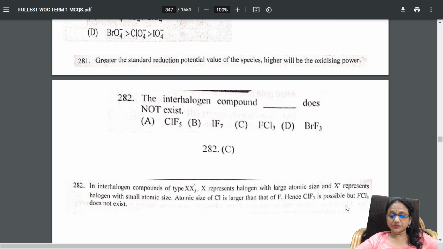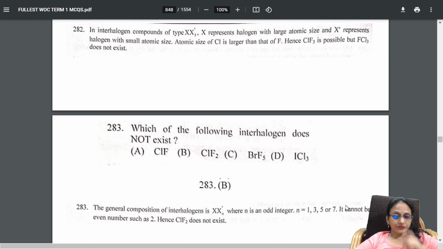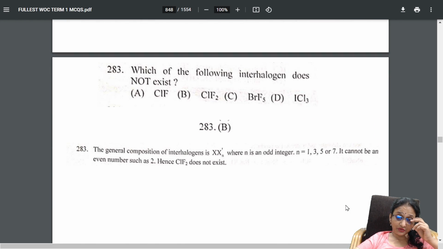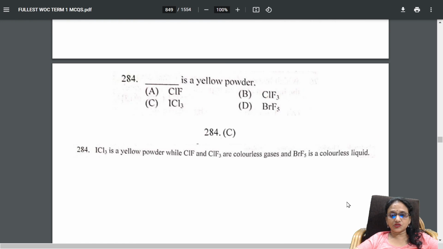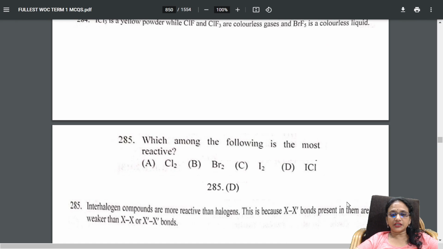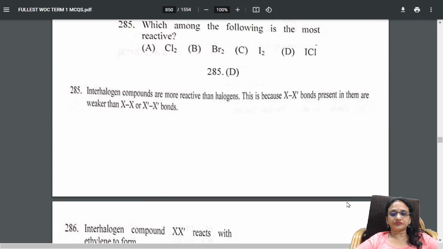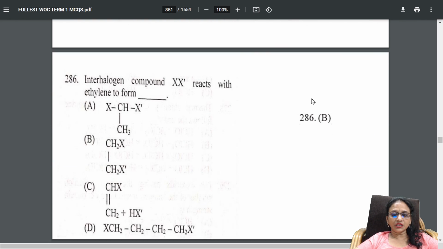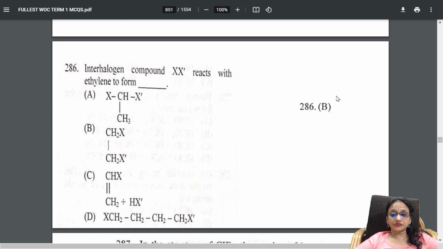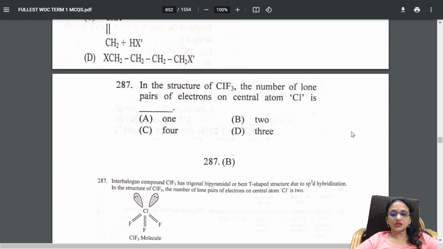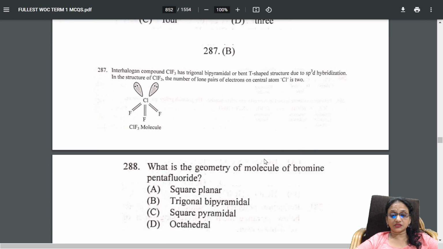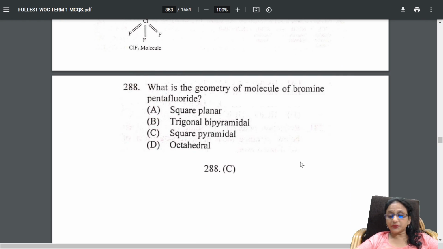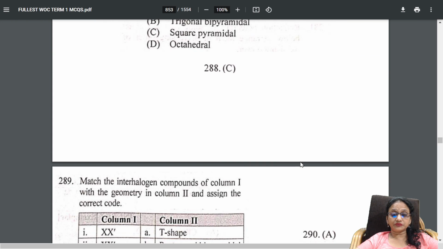Interhalogen compounds concept is there for you. So interhalogen compounds, again, see how many questions they have given. Colors also they have asked you. Reactivity also they have asked you. Reason also is given. Interhalogen compounds, one more question. Structure of interhalogen compounds and what sort of question is asked. Bromine pentafluoride. Okay, bromine pentafluoride. What is the shape of the molecule?